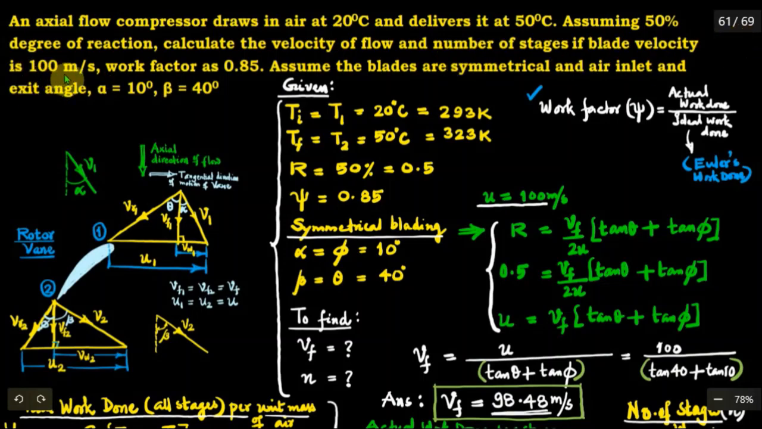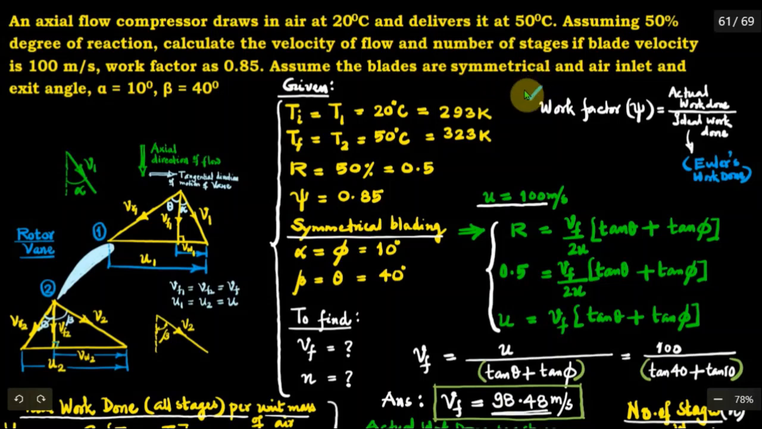And the blade velocity is 100 meter per second, that is the tangential velocity of the rotor blade, which is the same at inlet and outlet of the rotor blade. U1 is equal to U2 is equal to U, and also velocity of flow Vf1 is equal to Vf2 is equal to Vf, and you can take these two conditions for granted.